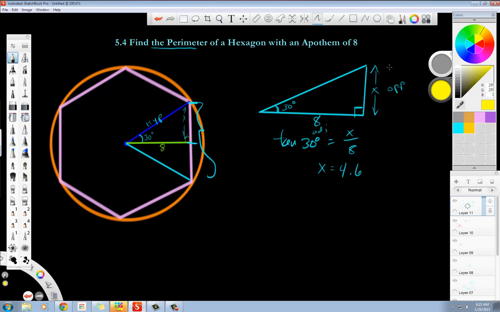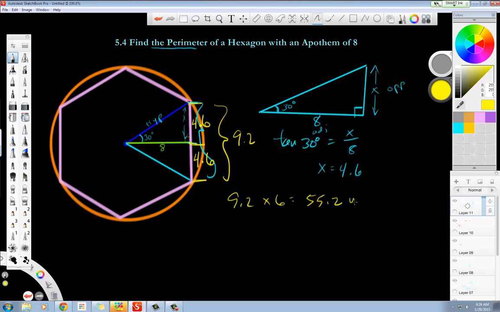And get the brightest color I can find here. So that's, this right here is 4.6. And so is this. See that? From here to here and to here are 4.6. Together, the whole thing is 9.2 if I add that together. So to answer the question and move on with our lives here, what is the perimeter? Well, it'd be 9.2 times 6, which is 55.2.